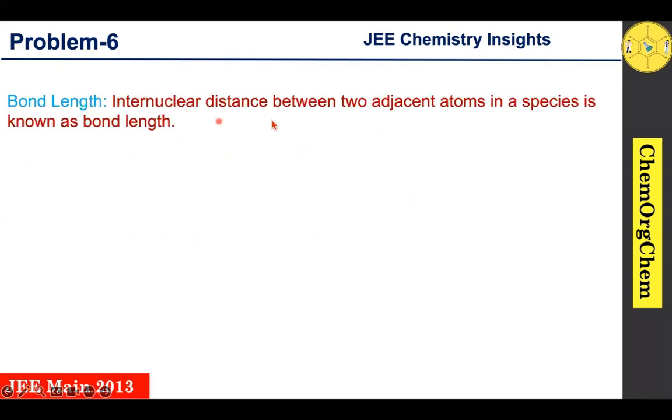Before moving to the solution, we should know about internuclear distance, otherwise called bond length. The bond length is the internuclear distance between two adjacent atoms in a species. There is a relationship between bond order and bond length: bond order is inversely proportional to bond length. That means as bond order increases, bond length decreases. Similarly, as bond order decreases, bond length increases.